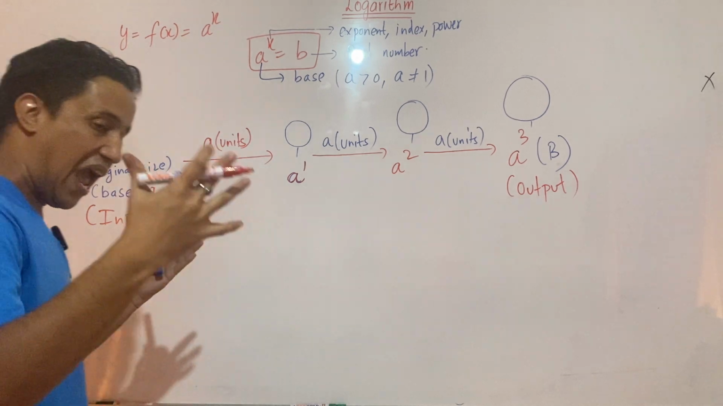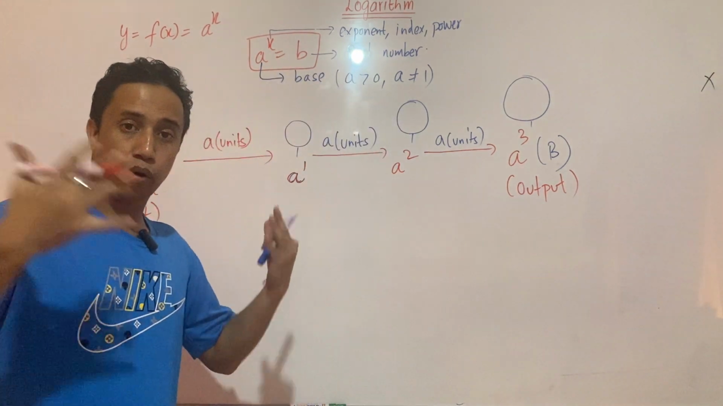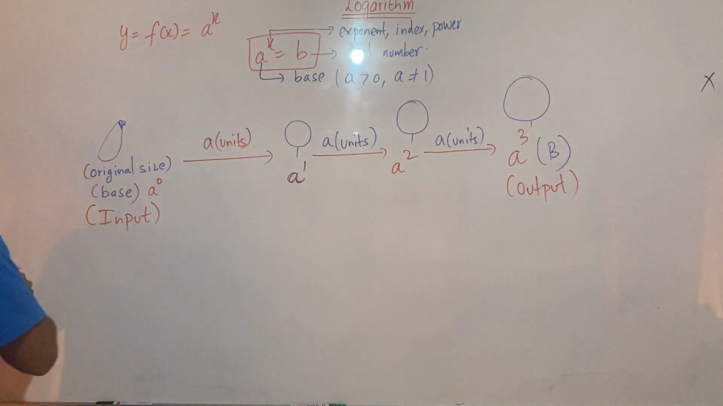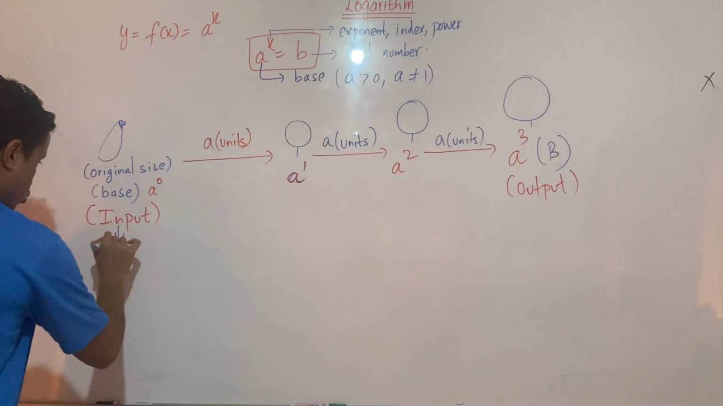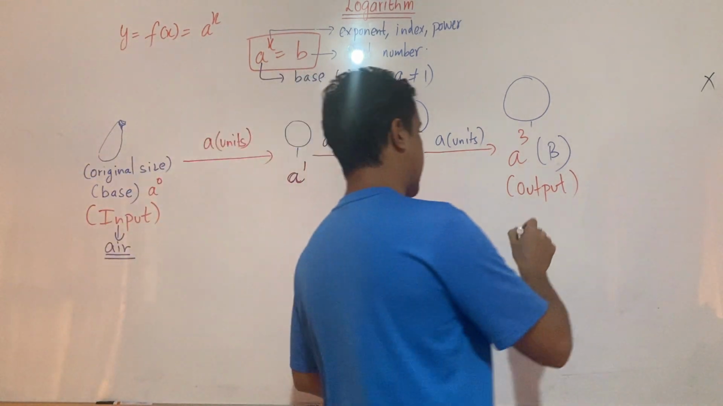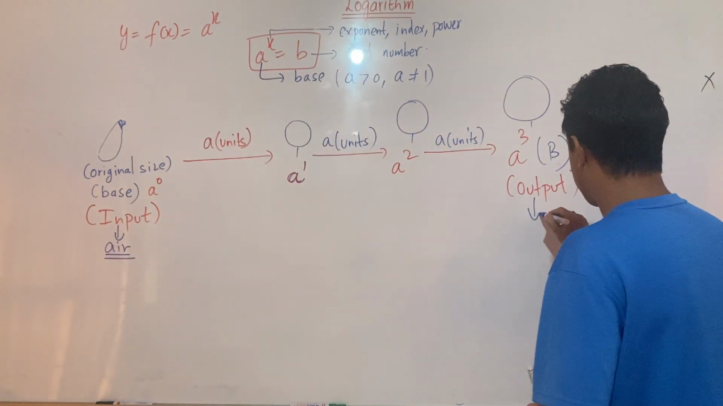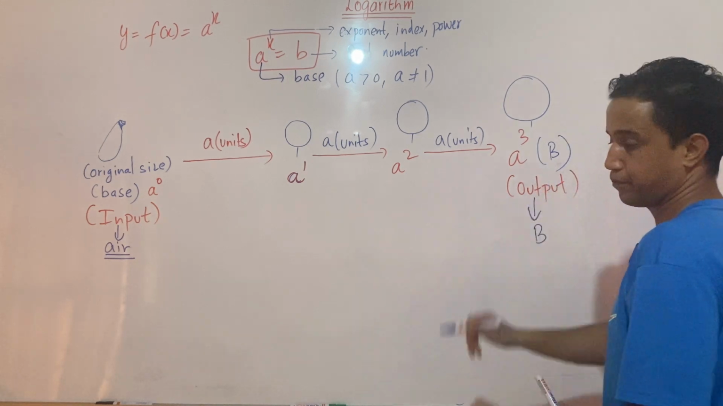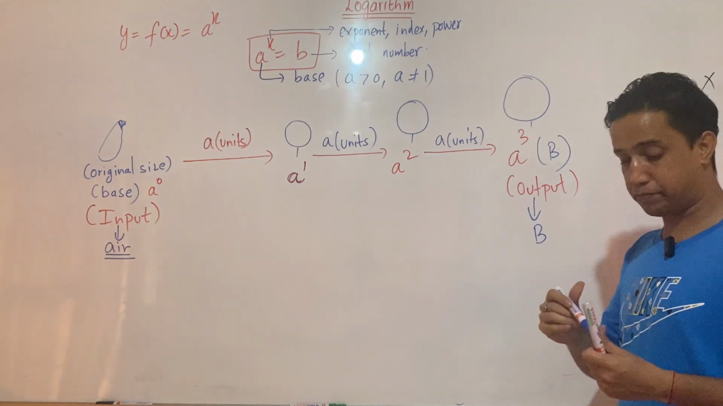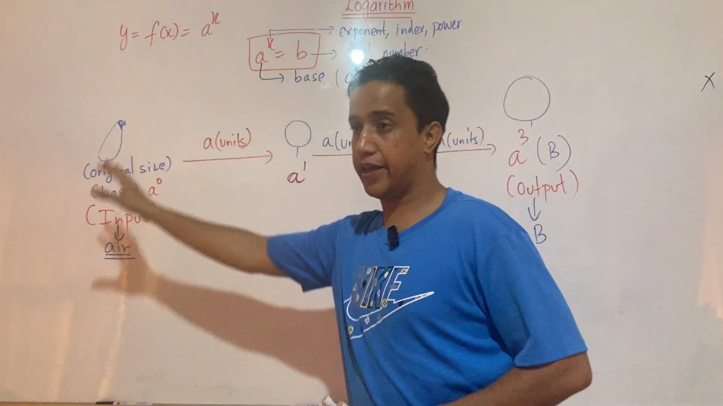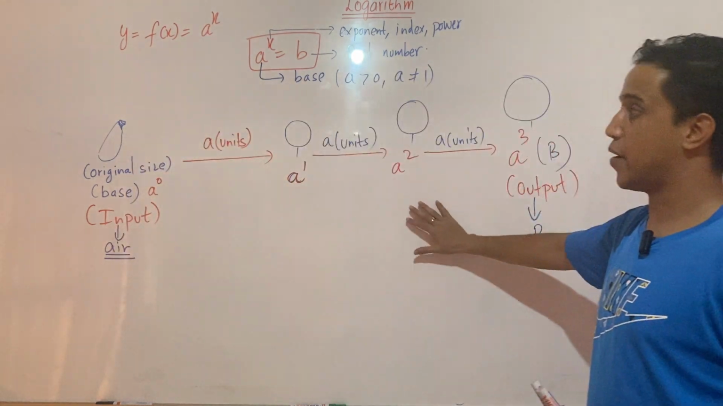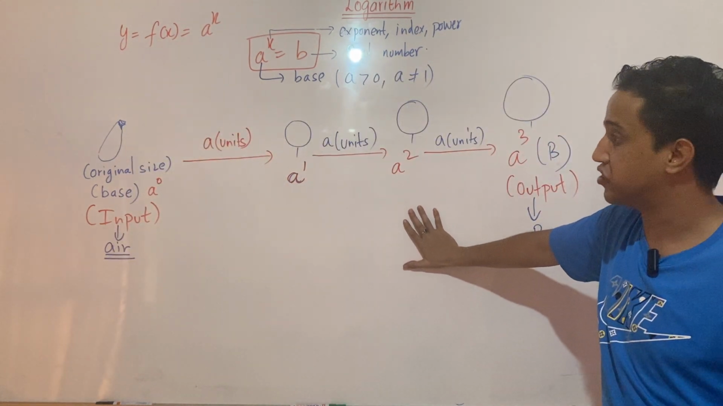Input means the air that you are blowing inside the balloon. So here input is going to be the air that you are blowing inside the balloon, and here your output is B, size B. Okay, a balloon of size B. So this thing represents the process of exponentiation.